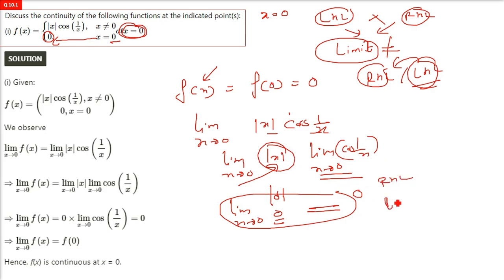If we were finding RHL and LHL, 0 minus h and 0 plus h, the modulus of 0 minus h or 0 plus h will be h only. And h is tending to 0, so it will be 0 eventually. That is why we didn't go through the pathway of finding both limits, checking whether they are equal, and then checking whether the value of the function at x equal to 0 is 0 or not. Since both are equal, the limit is 0 and the value is also 0, this function is continuous at x equals 0.